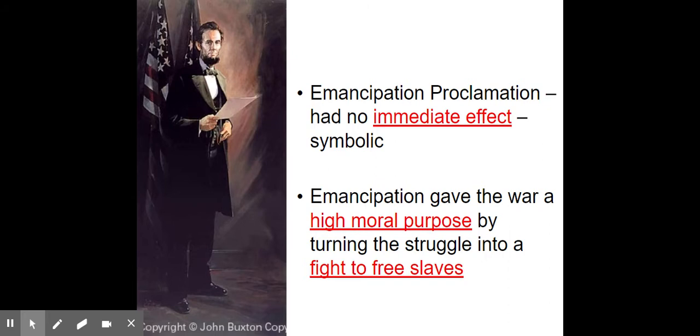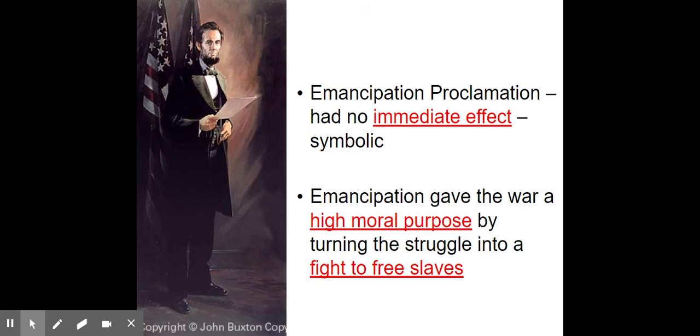And number two, even though, yes, it doesn't really free anybody immediately, Lincoln lets the country know, he lets the world know, I am committed to ending slavery. Okay, that evolution has come full circle, and he realizes, I can do this, I need to do this, and I'm going to do this. I'm going to free the slaves.